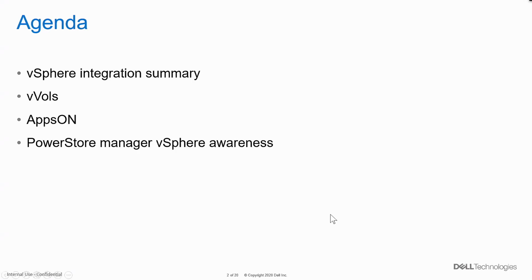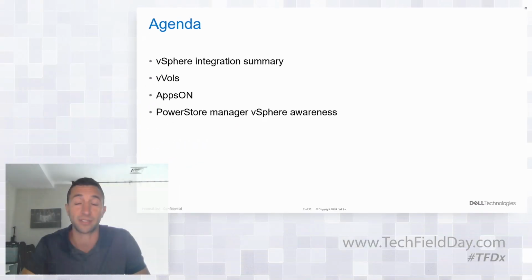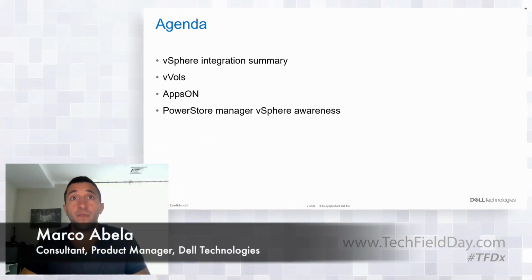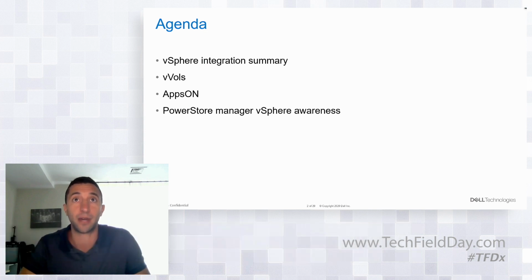What we're going to be covering as a part of this is we're going to start with a quick summary of all the awesome vSphere integration that we have within the product. We're going to talk about our vVol implementation, AppsOn, which was talked about in the PowerStore introduction session. So we'll get a little bit more on that, a little bit more of a deep dive and talk about actual customer use cases. And then we'll talk about vSphere awareness within the PowerStore Manager.